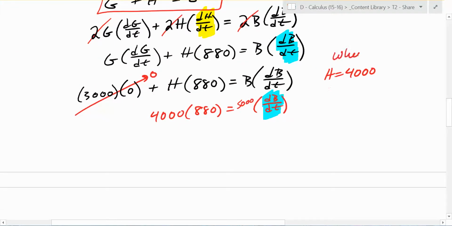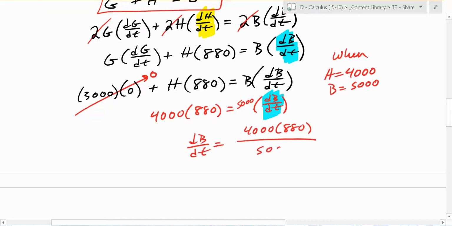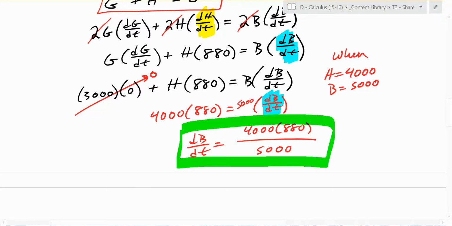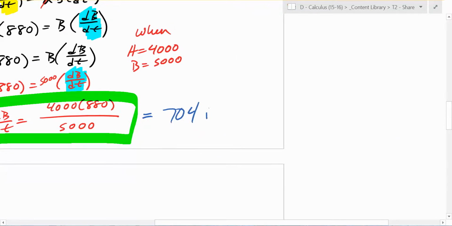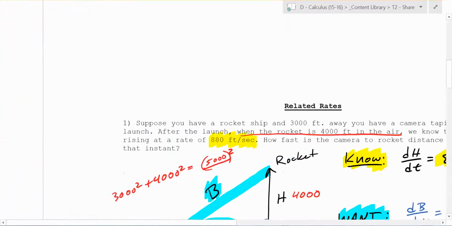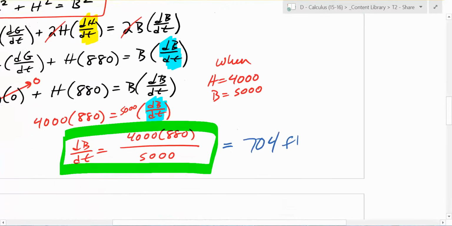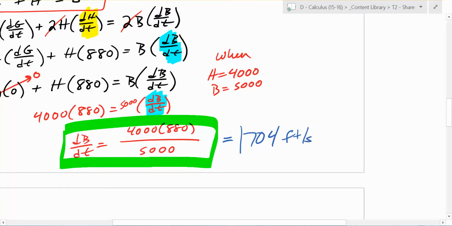So what does this tell us? When H is 4,000, B is 5,000. So what do we have here? We know that dB dt is equal to 4,000 times 880 all over what? 5,000. Can someone pop out their calculator and tell me what that is? Did you say 704? Yep. And what's the units on that? I think it's feet per second. Is it feet per second? Yep. Feet per second. In physics, I know you have to put units on all the time. I'm okay with it just being at the end.